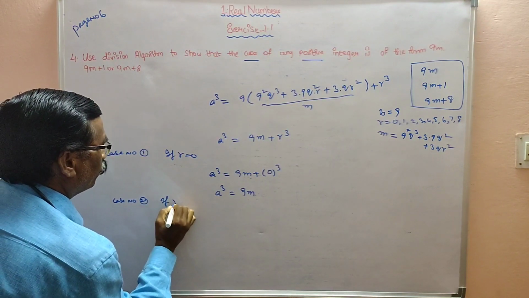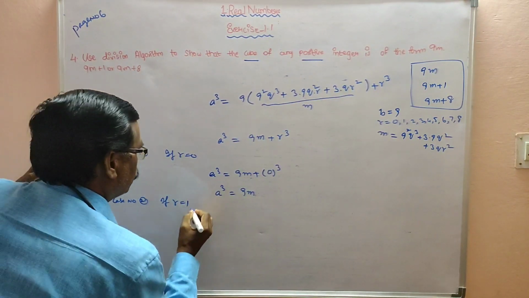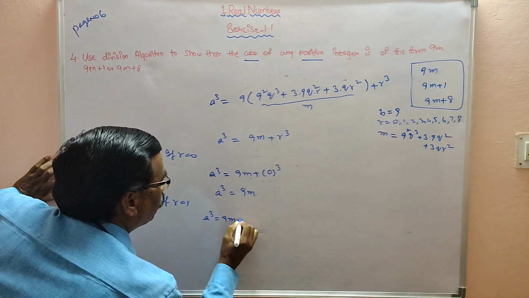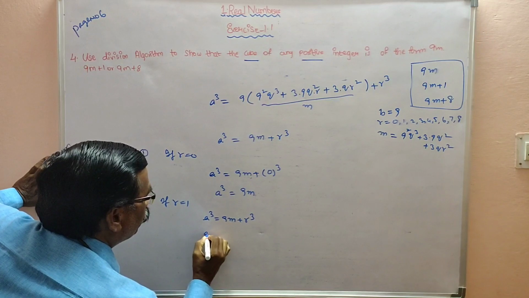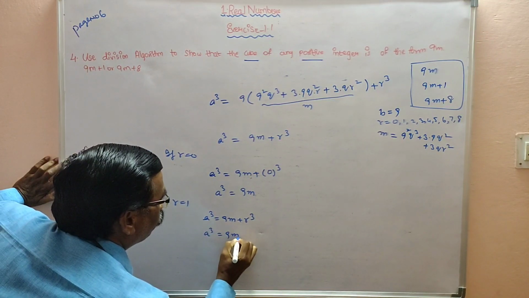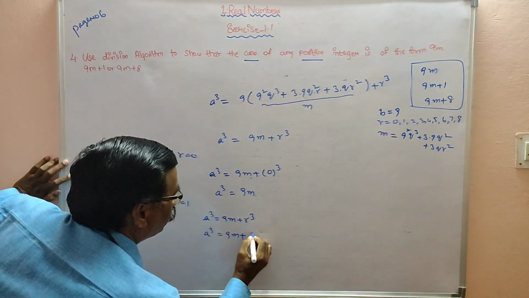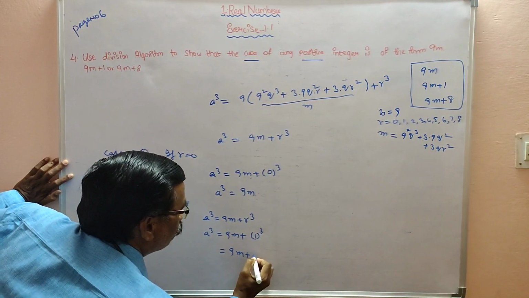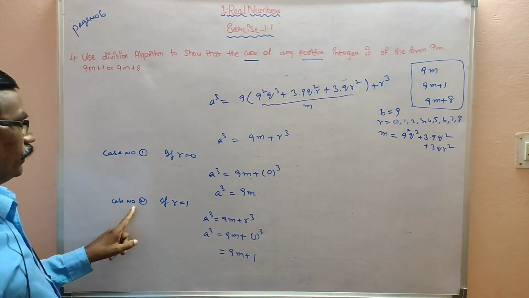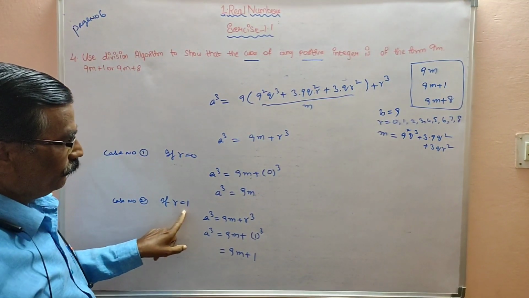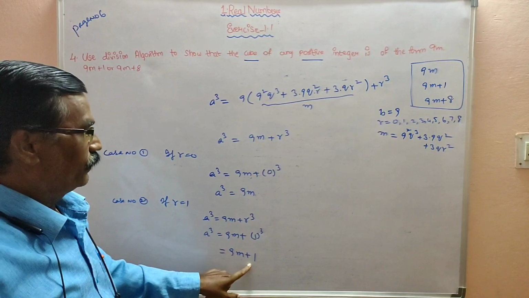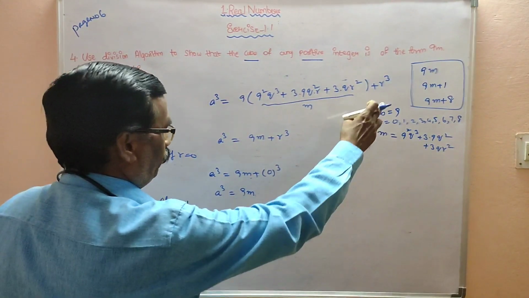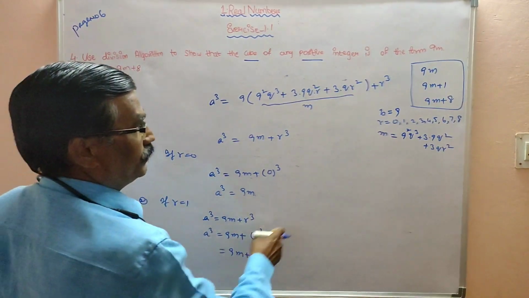If case number 2, if r equal to 1, what will come? A cube equals 9m plus r cube, that is 1 cube, which is 1 only. So in case number 2, if r equal to 1, a cube equals 9m plus 1. So the cube of any positive integer is 9m, and the cube of any positive integer is 9m plus 1.